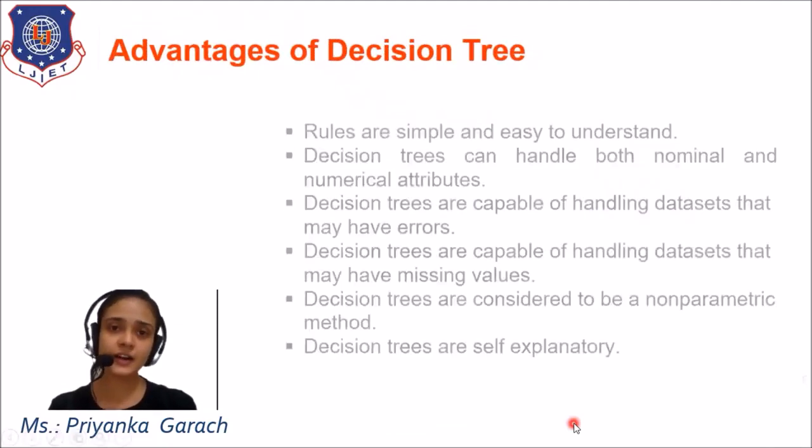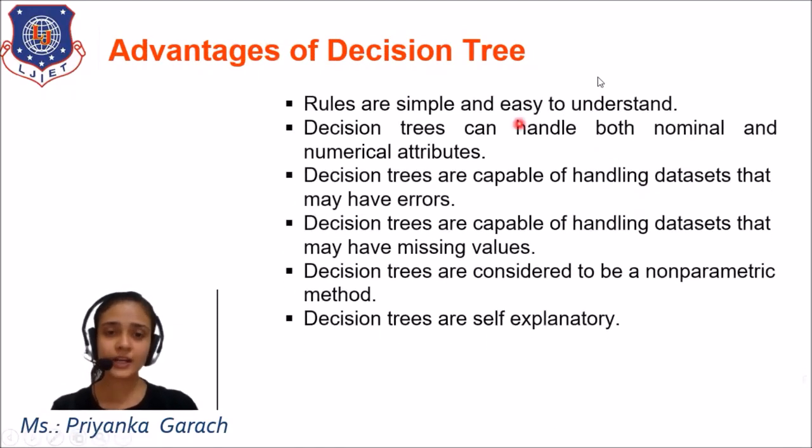Now let's understand the advantages of decision tree. So what are the advantages? The rules are simple and easy to understand, because a decision tree is very easy to understand. Even a normal person who does not have knowledge about the decision tree can identify where to go from the root node to the leaf node, or can easily identify whether a person should play outside for badminton or not. So going through the decision tree is very simple. So it is simple and easy to understand.